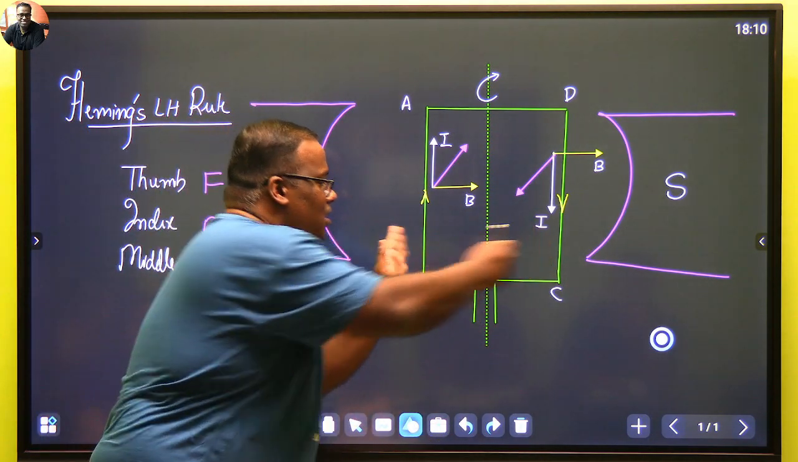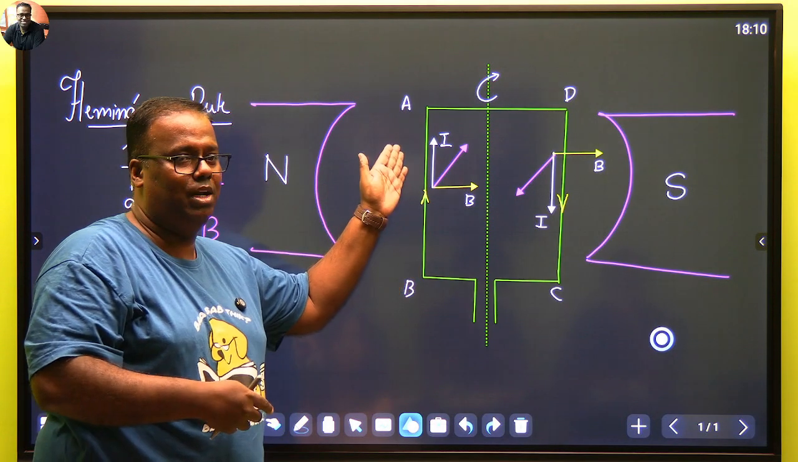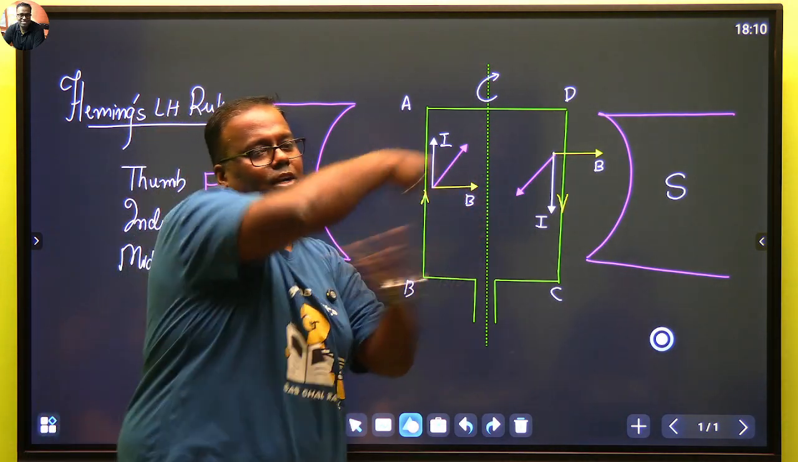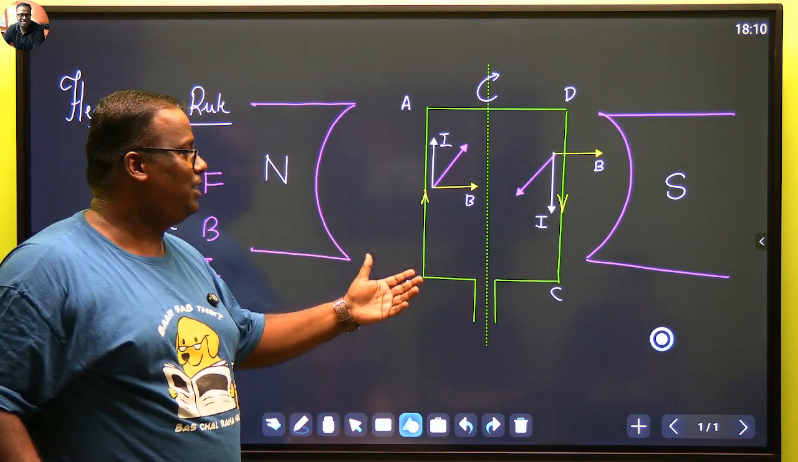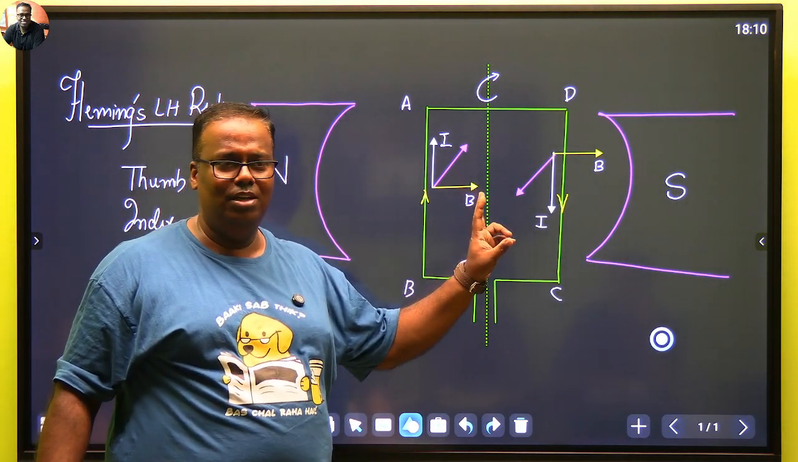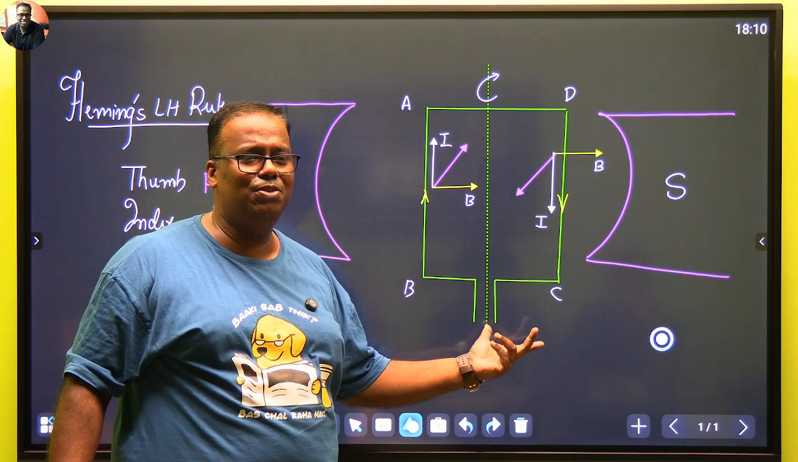So when it comes here, again it senses a current in this direction. It again goes and then it starts rotating. The question comes: can we rotate it in the opposite way? Change the direction of current.